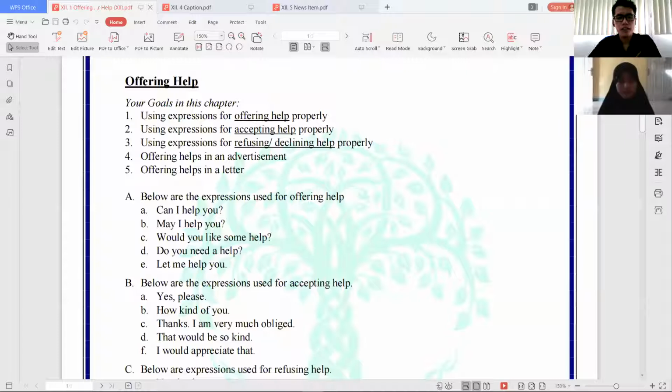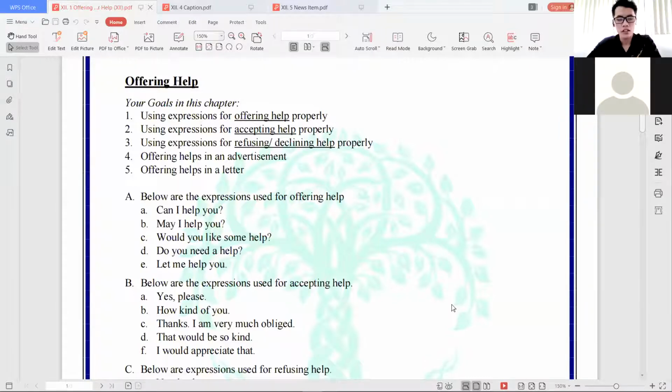So here, offering help. 1. Using expressions for help, offering help properly. 2. Using expressions for accepting help properly. And 3. Using expressions for refusing or declining help properly. So number 4 and number 5, you don't have to do that. You only need to master number 1, number 2, and number 3. So you need to know how to offer helps and how to accept it and how to refuse it.